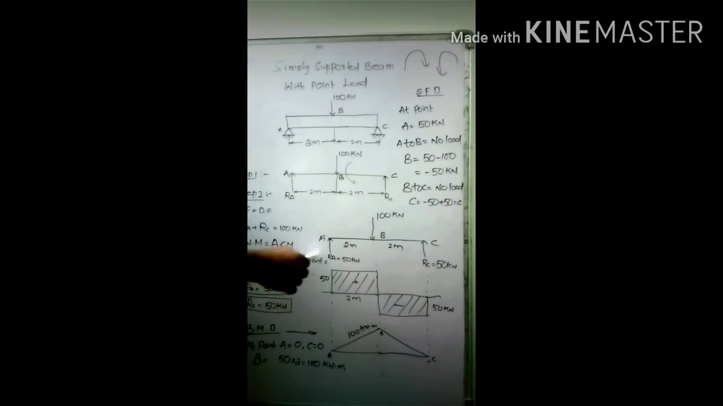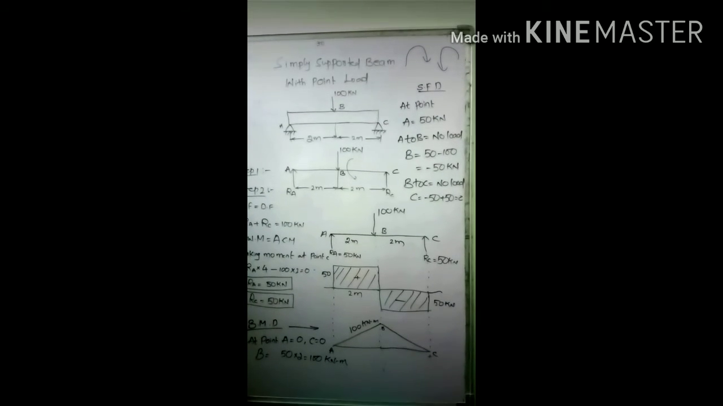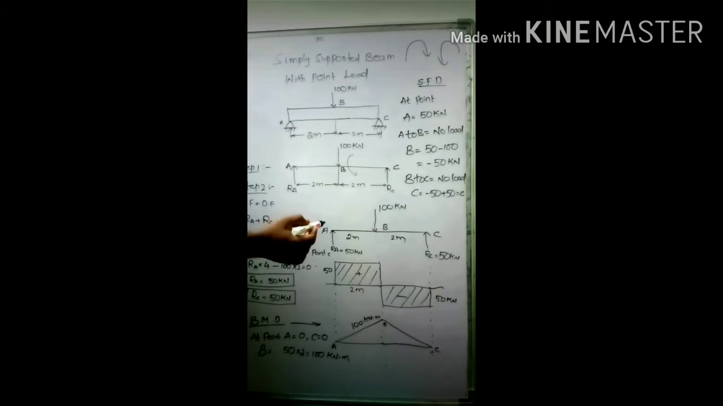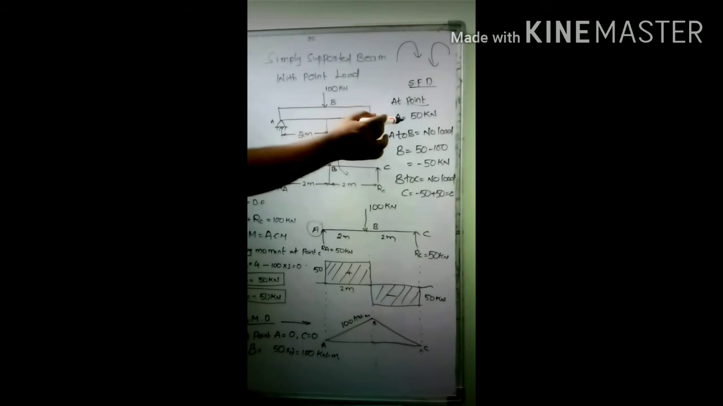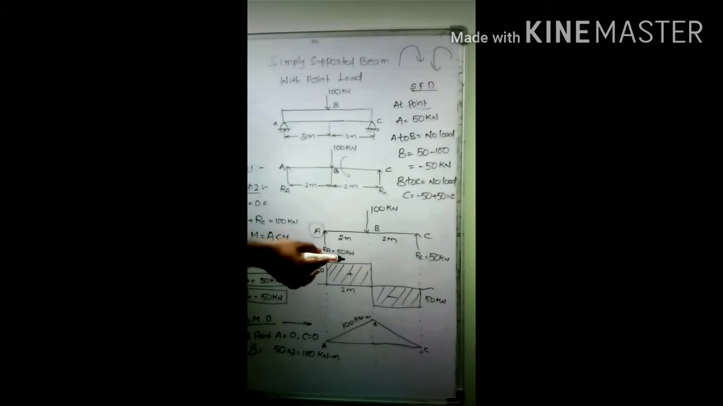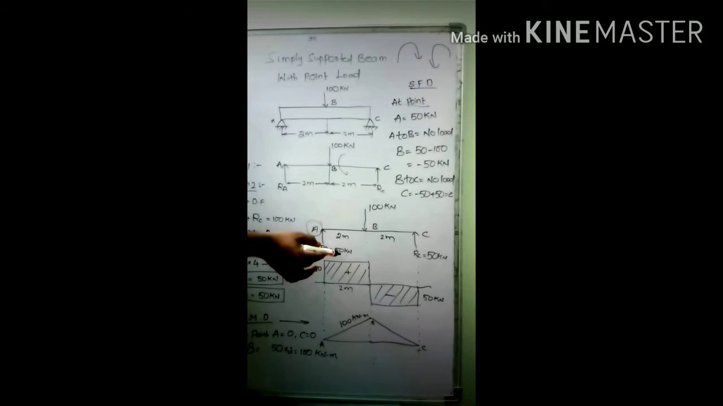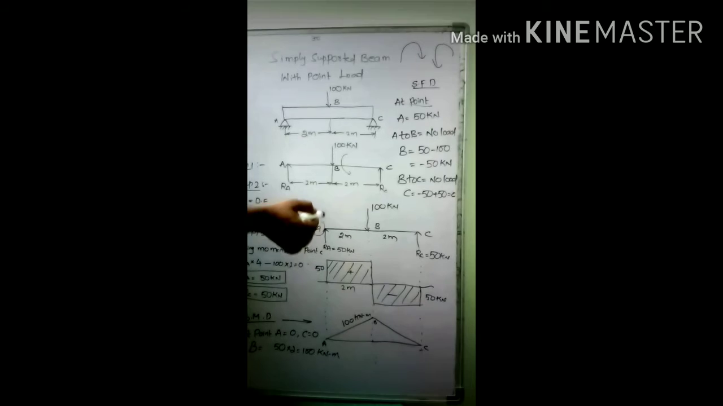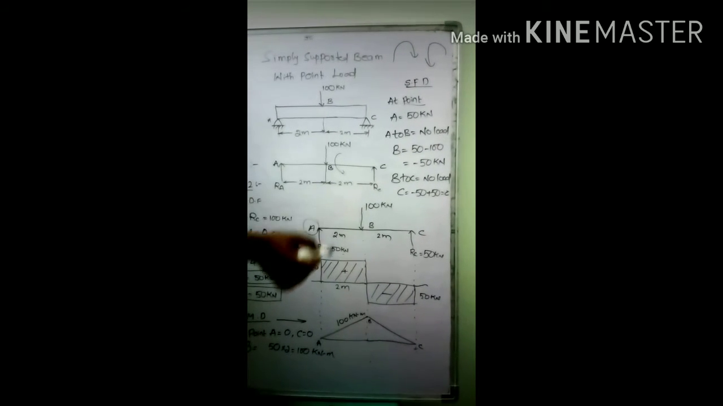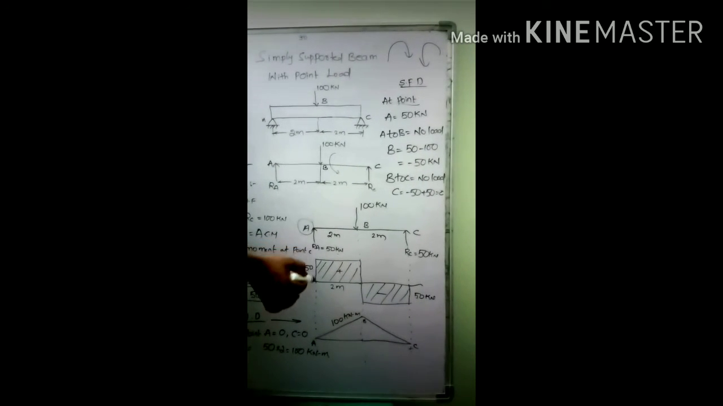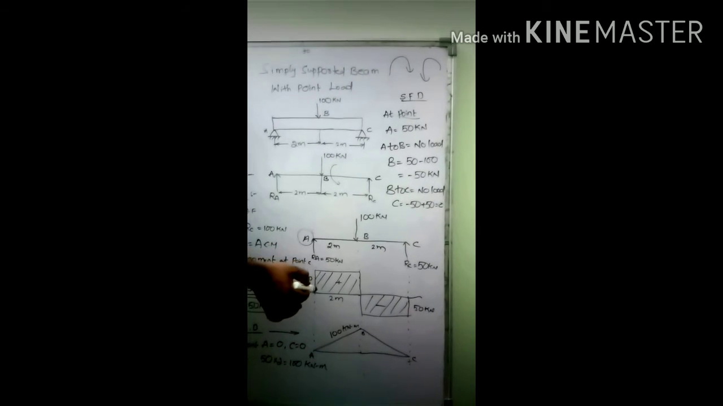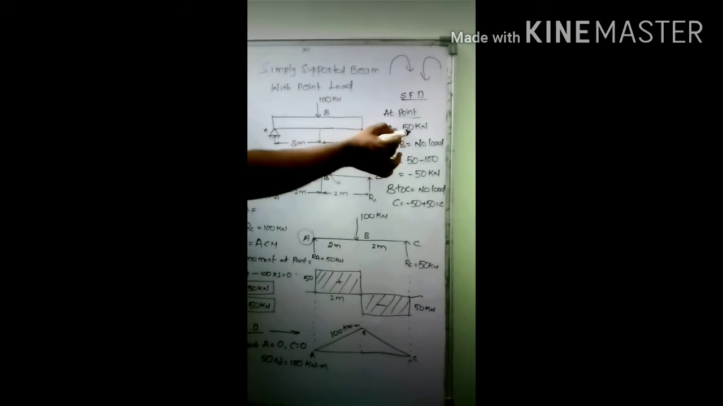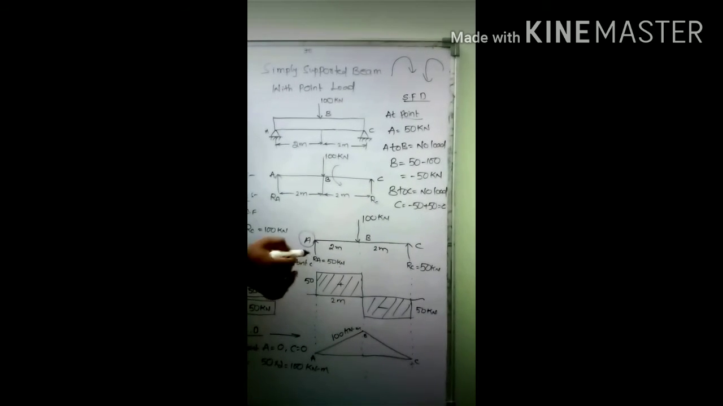Now take the values step by step at each and every location. Consider point A. At point A, RA value is 50 kilonewtons, and this direction is upward, so it is a positive value. So draw a line of 50 above the reference line, because above the reference line we take positive values. So RA equals 50.